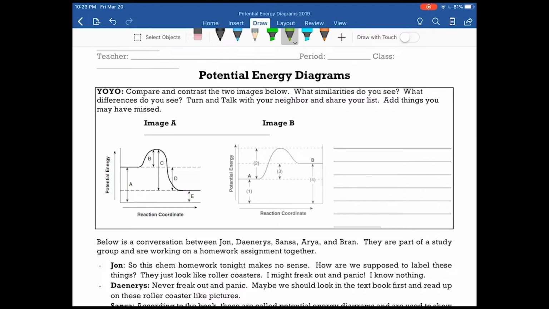So, we are back to talk to you today about potential energy diagrams. So, the top of the sheet that you have, we're not going to really go over it. We're going to go into it in more detail later.